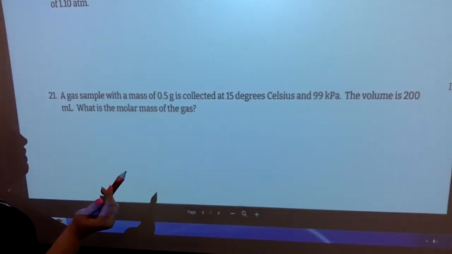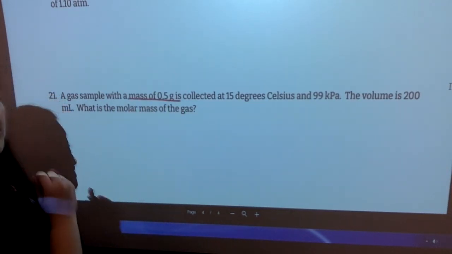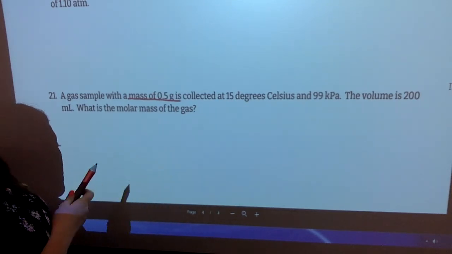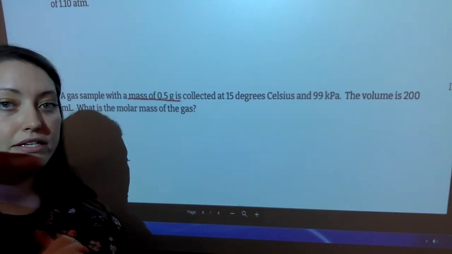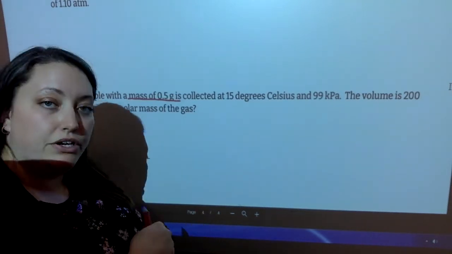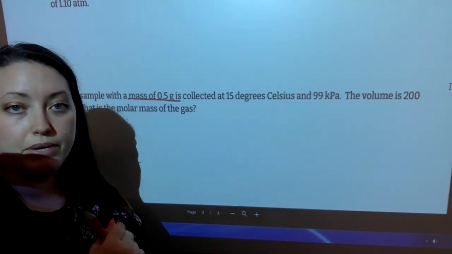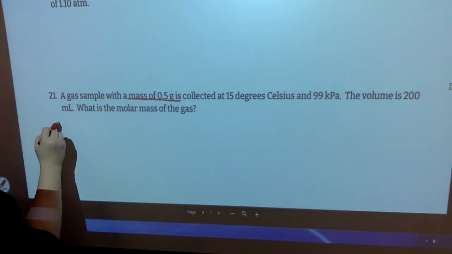Okay, so we have a mass of gas that's collected. We're trying to figure out what the molar mass of that is. You could use this also to identify an unknown gas. If you're finding the molar mass, you can use this to find the unknown gas by looking up its mass on the periodic table. So anyway, let's push this all out.